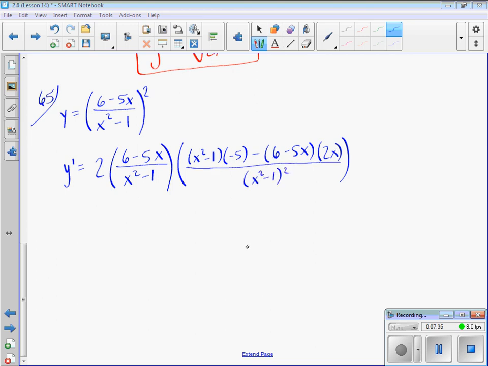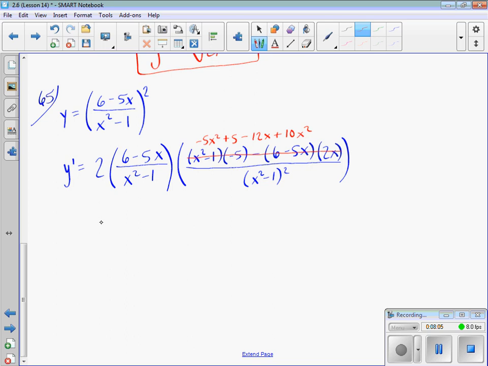So questions up there? Okay, then I want to clean up this numerator here. So I'm going to distribute this negative 5 through. So I get negative 5x squared plus 5. Does that look okay for this piece? Yep. And then back here, the negative and 2x, I'm going to multiply through. So minus 12x plus 10x squared. That looks good. So that's going to take the place of all of this stuff here.